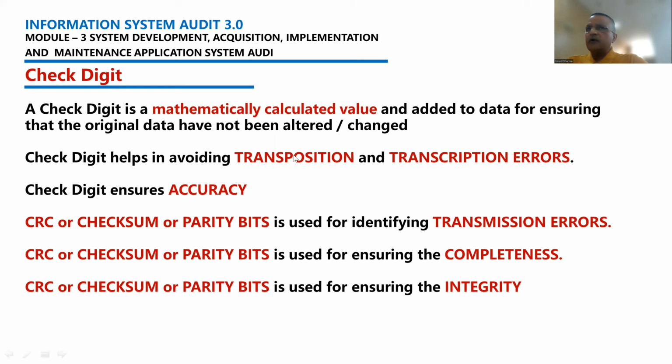Now, please remember, all the words which are highlighted in red have been asked in the examination questions. Cyclic redundancy check or checksum or parity bit is used for identifying a transmission error. They are also used for ensuring completeness and for ensuring integrity. So if you get any of the three options in your examination question, that is cyclic redundancy check or checksum or parity bits, and if you have in options transmission error, go for it. If you have completeness, go for it. If you have integrity, go for it.